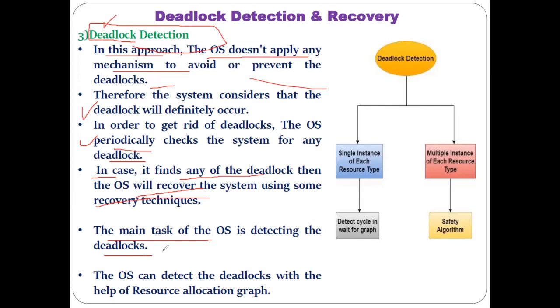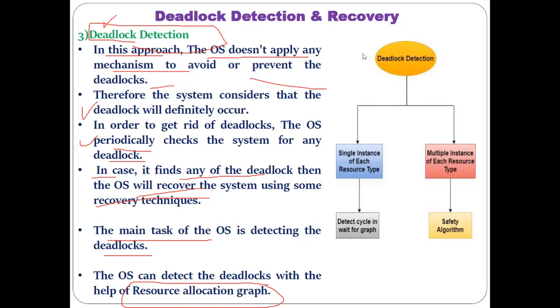The operating system utilizes different techniques to detect the deadlock. There are various cases for the detection of the deadlock. The operating system utilizes the resource allocation graph in order to detect the deadlock. We are going to see all of that.